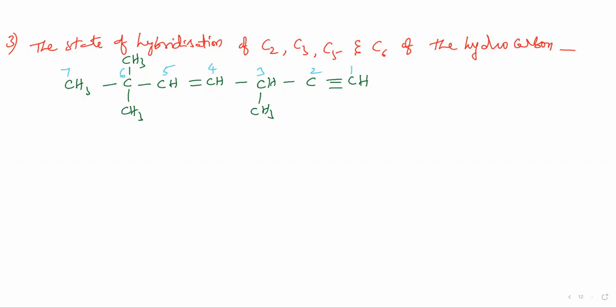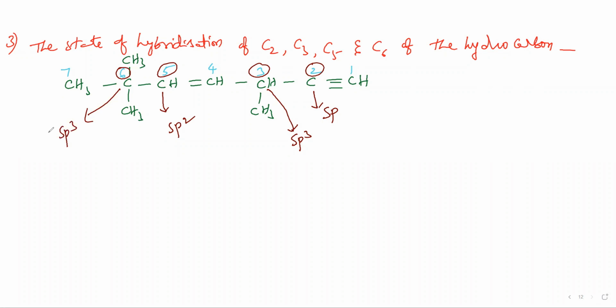And we need to identify the hybridization of which carbon atoms. Let us mark them first: C2, C3, C5 and C6. Let us proceed one by one. What is C2 hybridization? It is attached to a triple bond, so sp. The third carbon, all are single bonds, you can see there. All single bonds means sp3. The fifth carbon is attached to a double bond, so sp2. The sixth carbon, you can see all are single bonds only, so sp3. Did you understand? So this is how you should write hybridization.